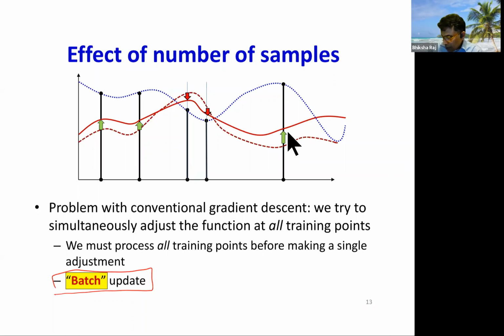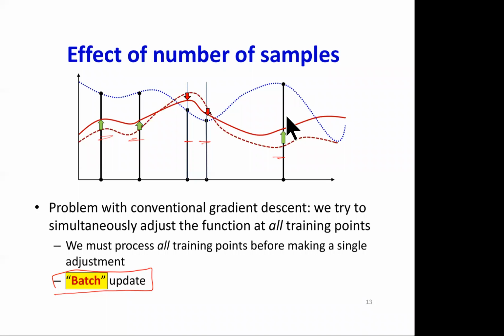You update the parameters after considering the total error over the entire batch of training data. The problem with this approach is that we simultaneously try to adjust the function at all of the training points. Now, in order to do this, and we can have millions or even billions of training points.